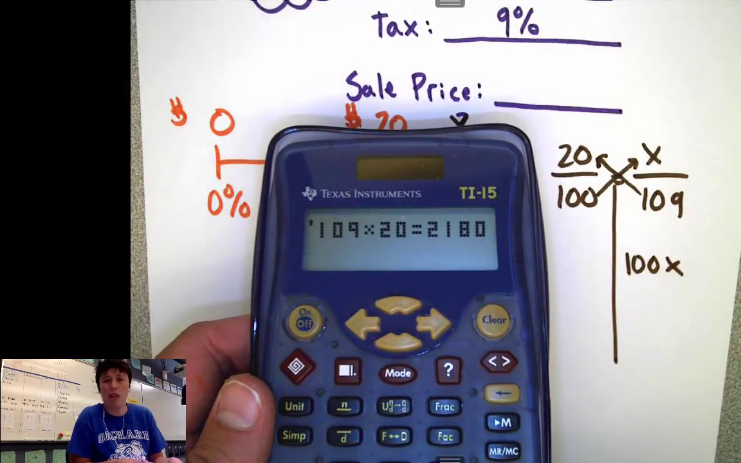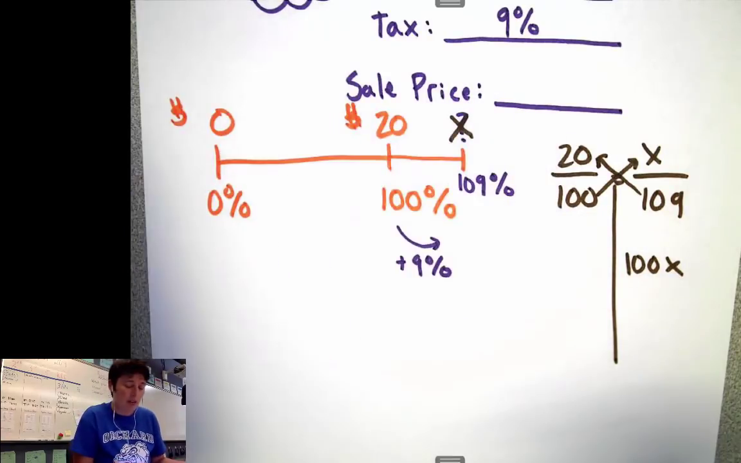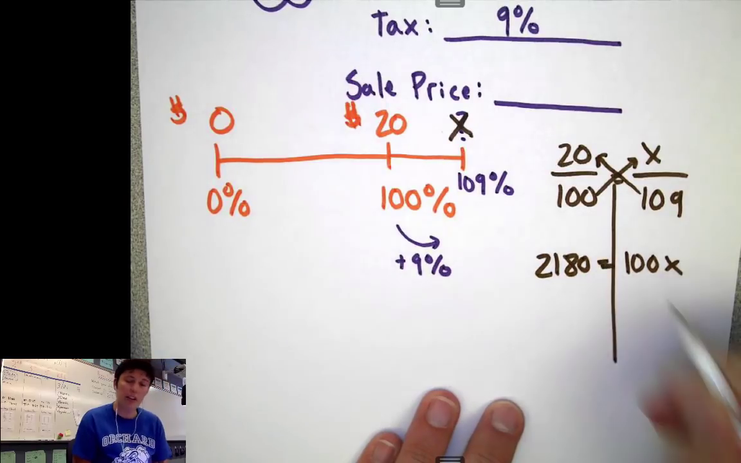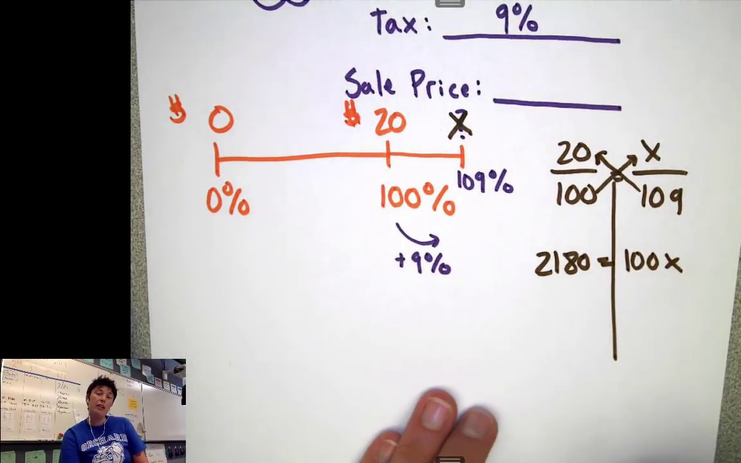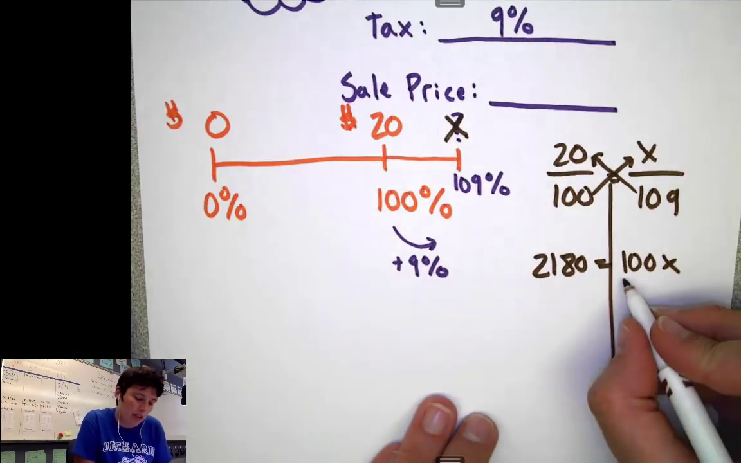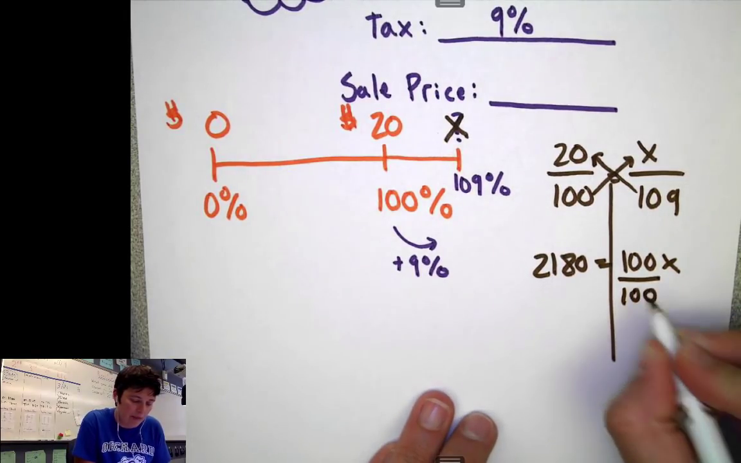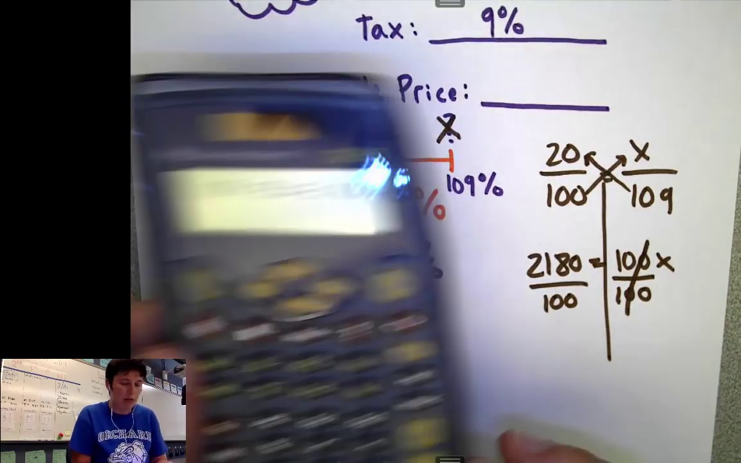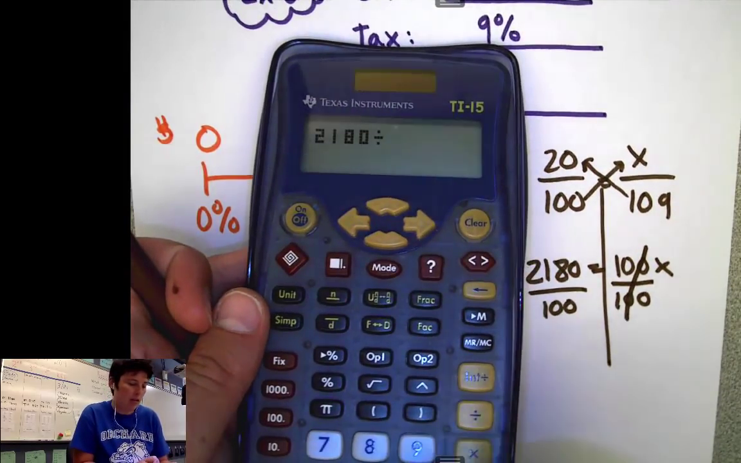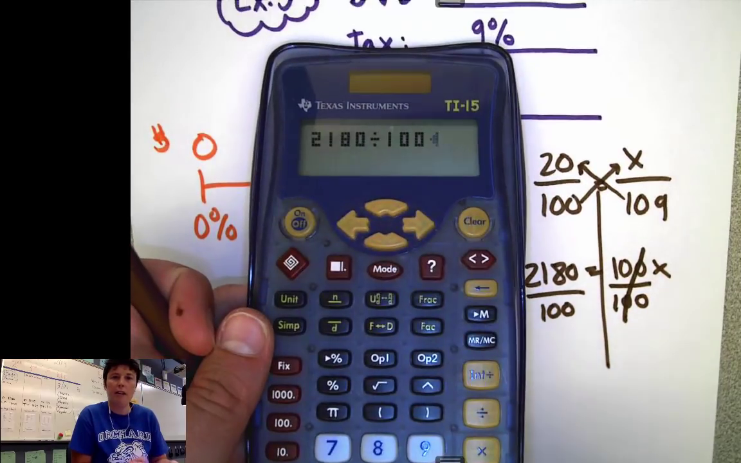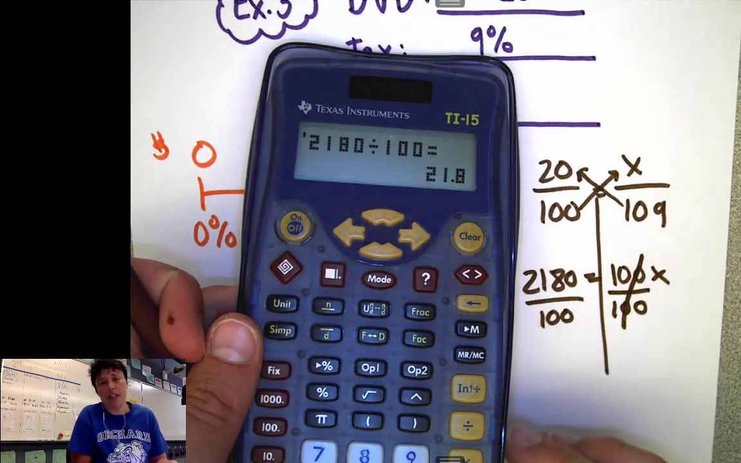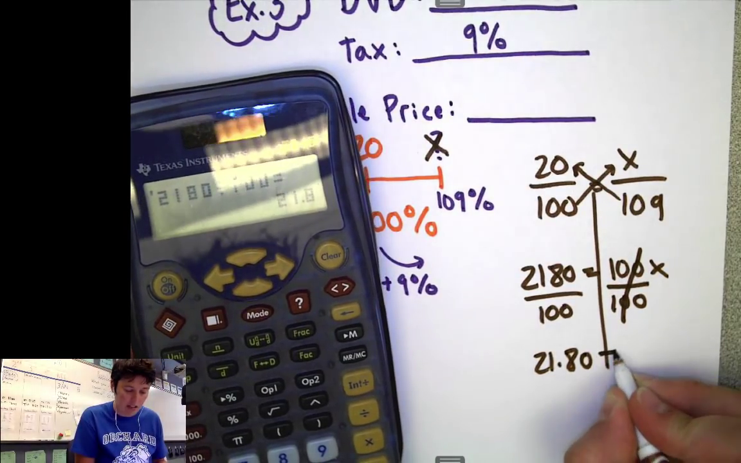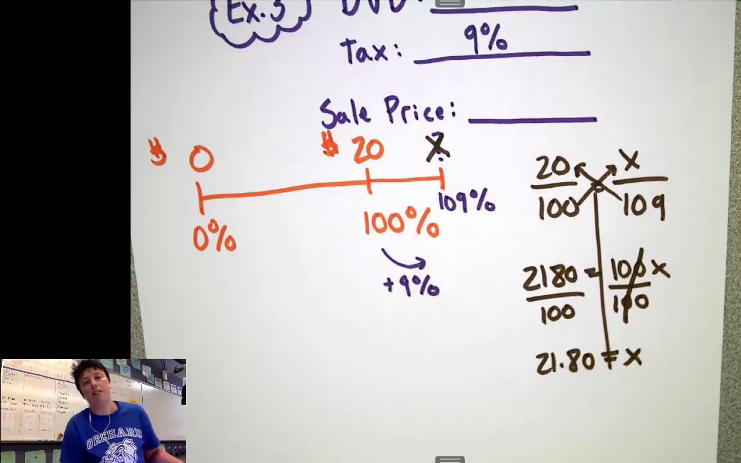I'm getting 2,180. So I'm going to write that down. 2,180 equals 100x. And then what do we do to get rid of the 100 from the x? We divide by 100 and we divide by 100. That moves that decimal point 2 times over, but if you want to double check yourself, you can always do it in your calculator. And there it is, 21.8. So we get 21.8, which is 21.80 technically, equals x. And we got our answer.